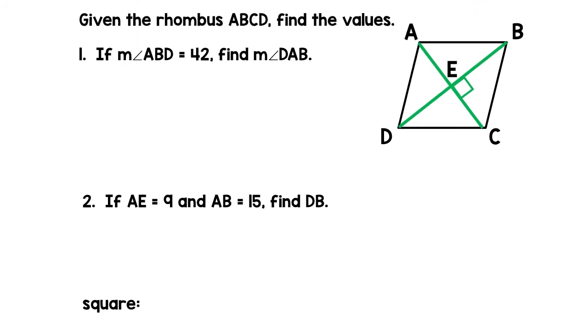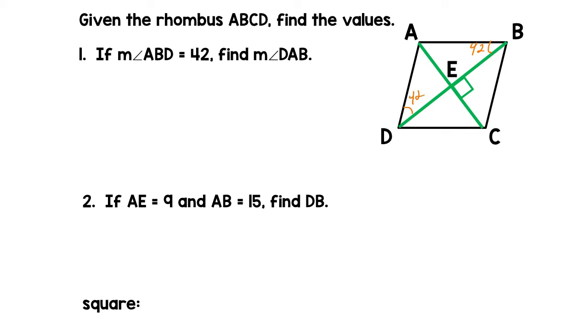So we have this rhombus, ABCD. We want to find the values. We know the measure of angle ABD is 42, and we want to find DAB. So ABD, this angle right here, is 42. Let's look at this rhombus. The diagonals make isosceles triangles.